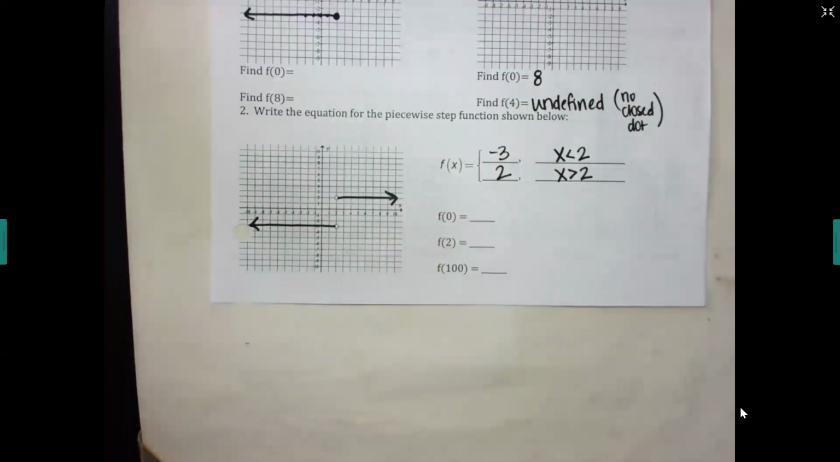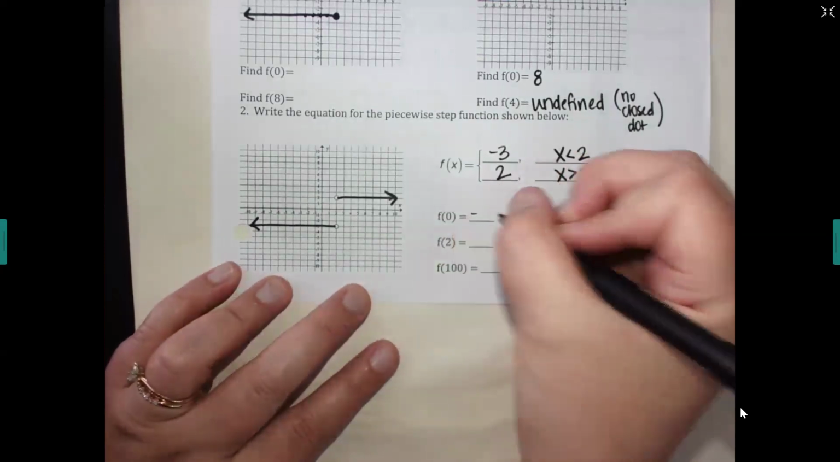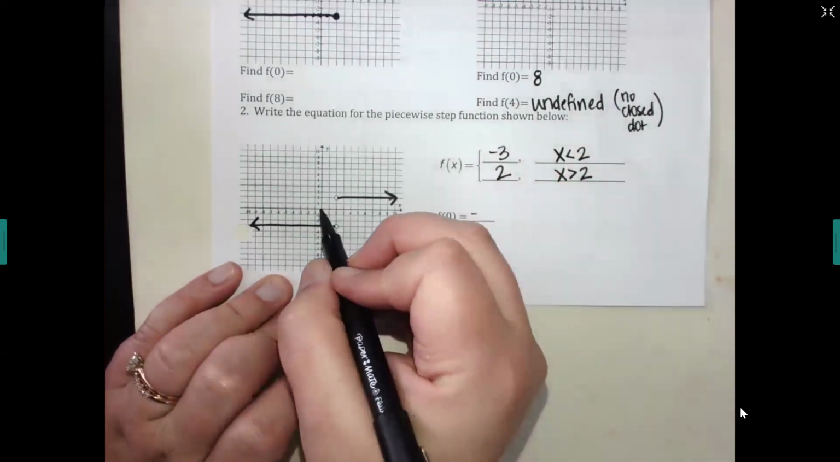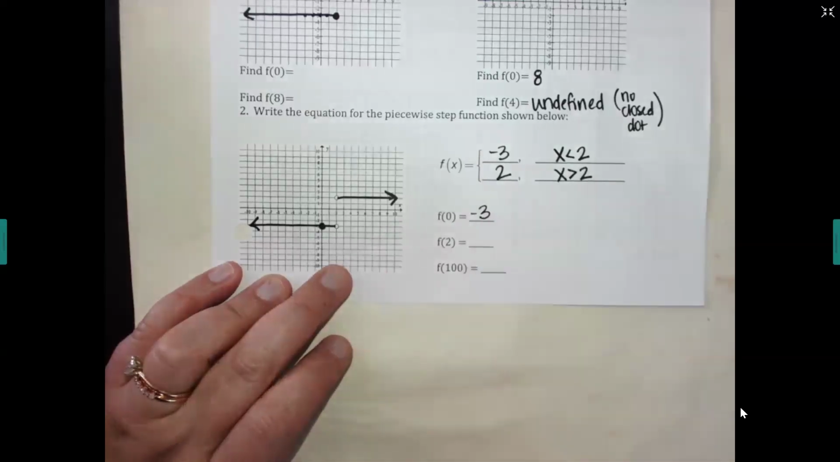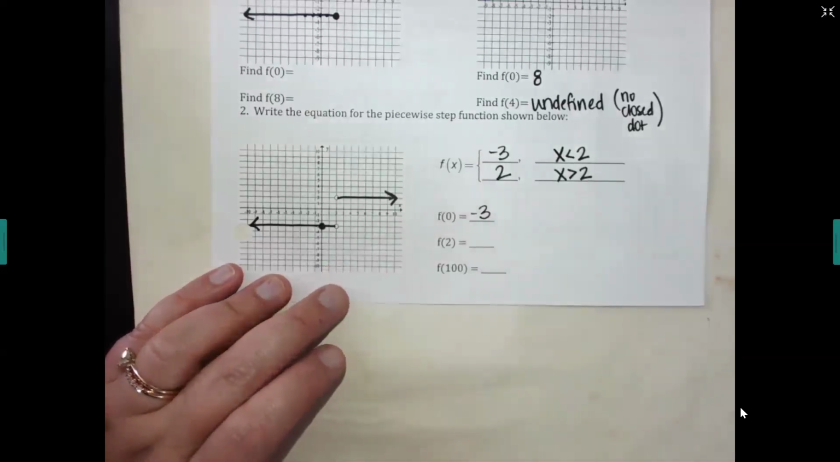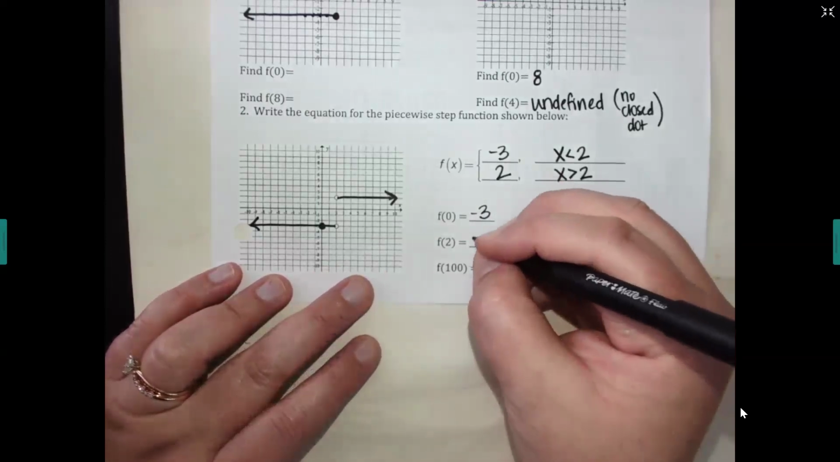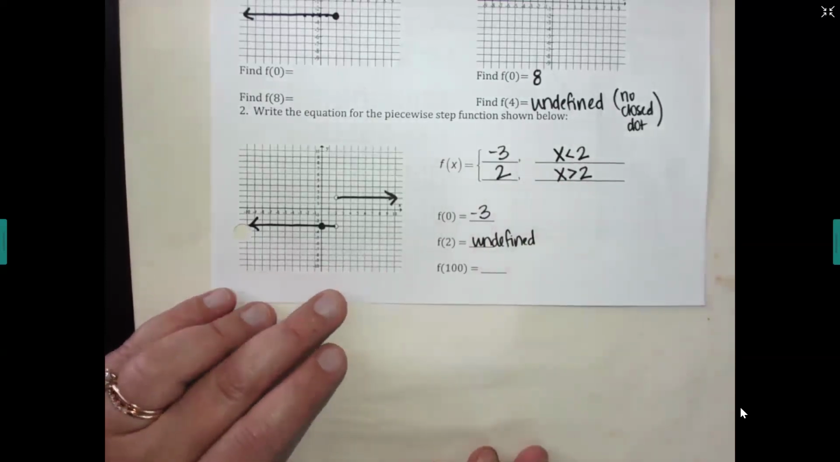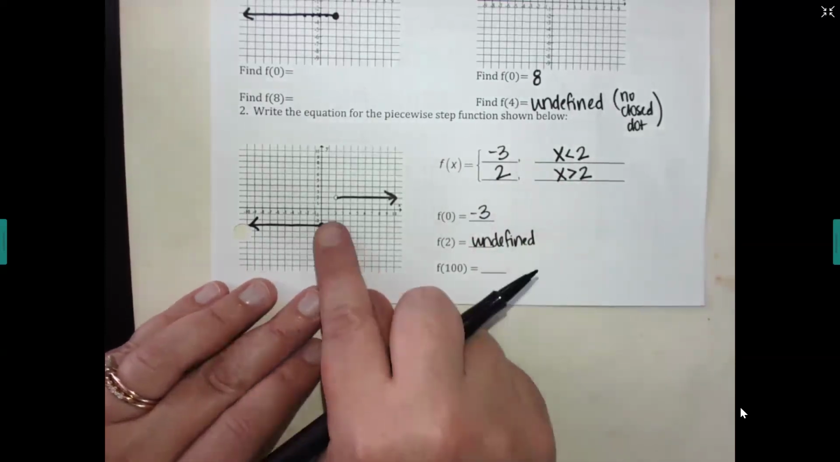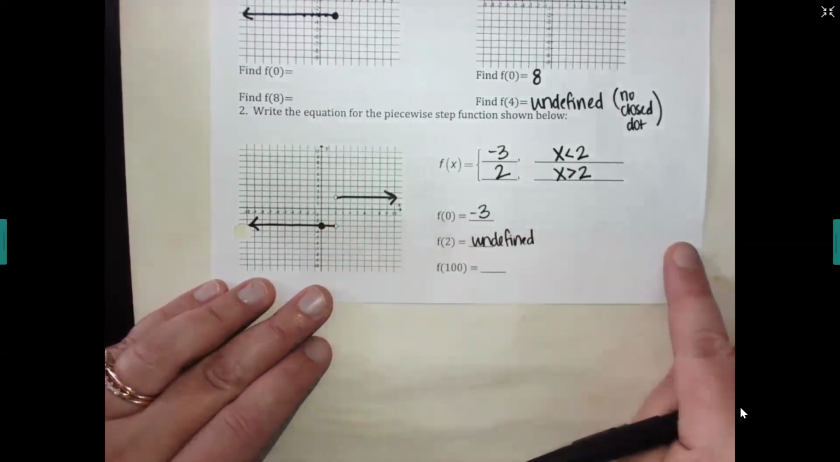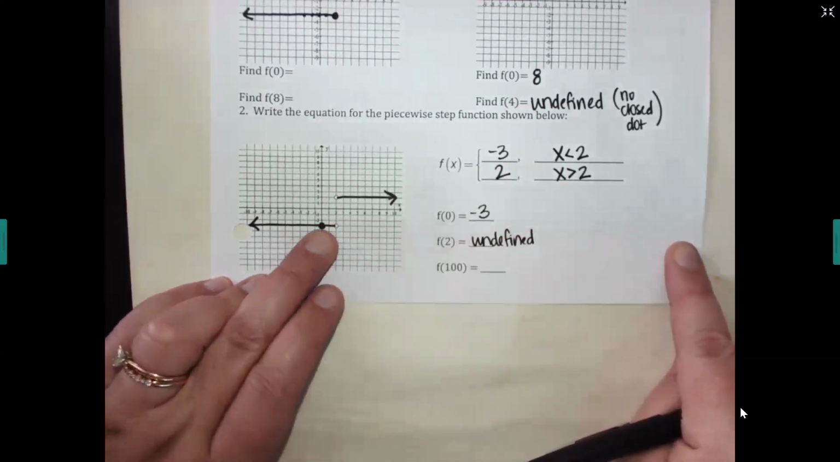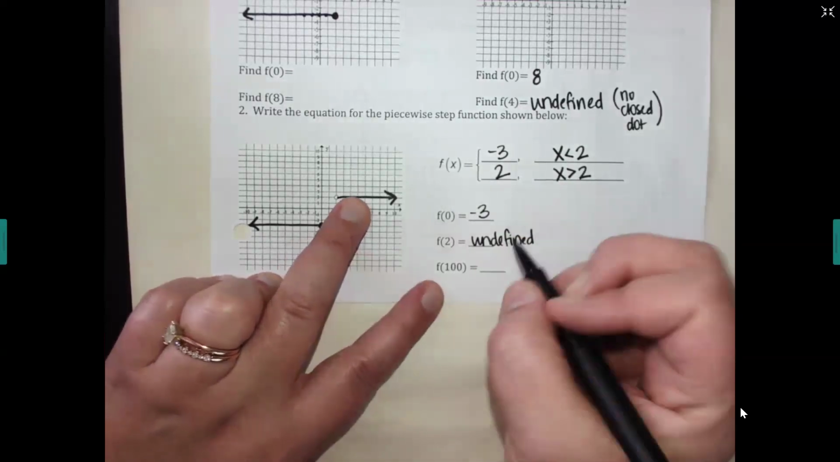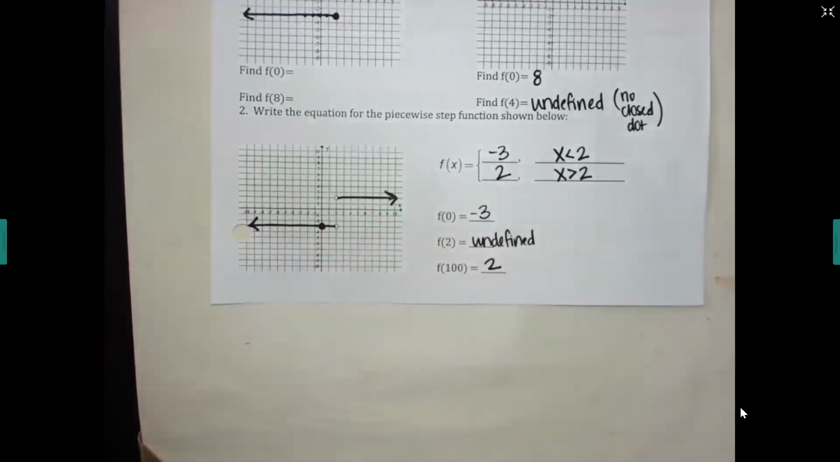Okay, F of 0. 0 is right here in the middle. Do I go up or down to stay on a step? Down how many? So if I'm at 0, I'd have to go down 3. Okay, for F of 2, my only choices are open. What do I put? Undefined. Now, F of 100 is not going to be present on this graph, but even if I go all the way out to 100, which of these steps will I be on? The -3 step or the 2 step? 2. Good. All right, turn the page.